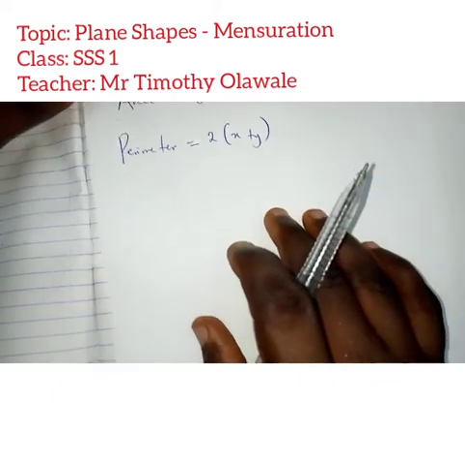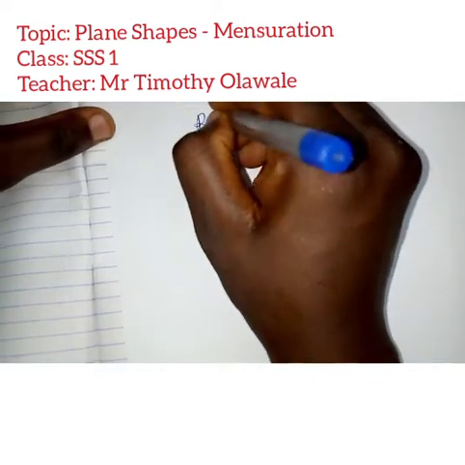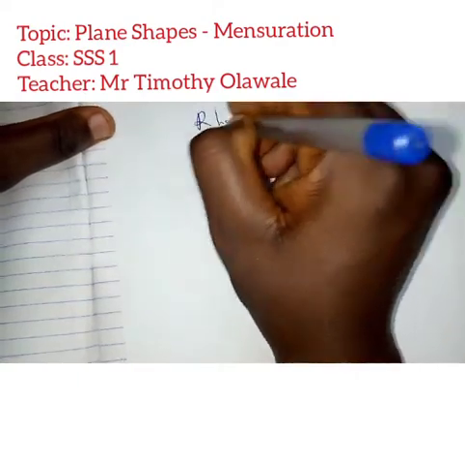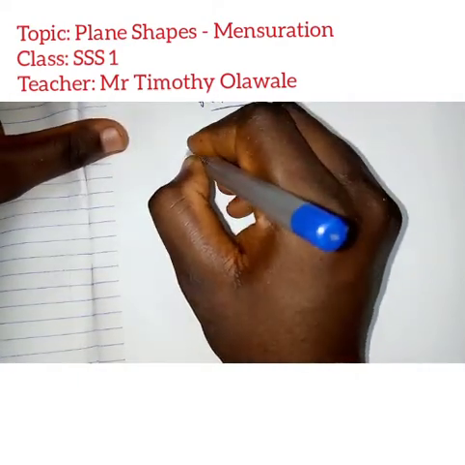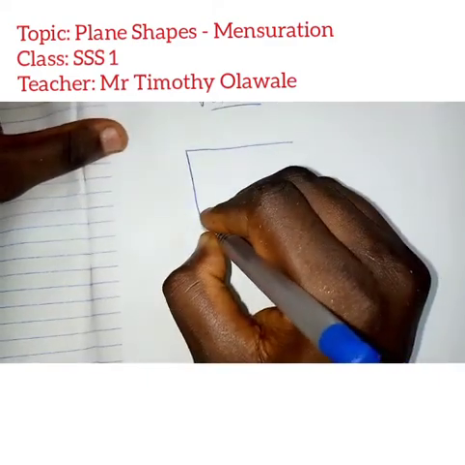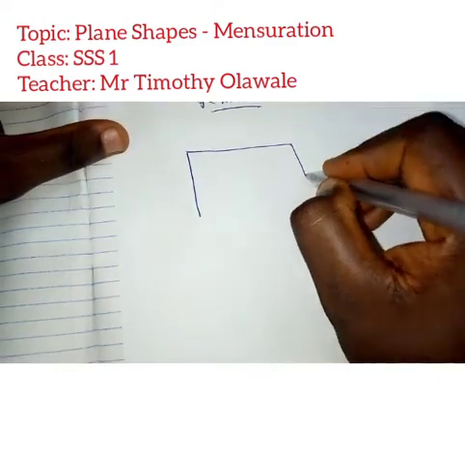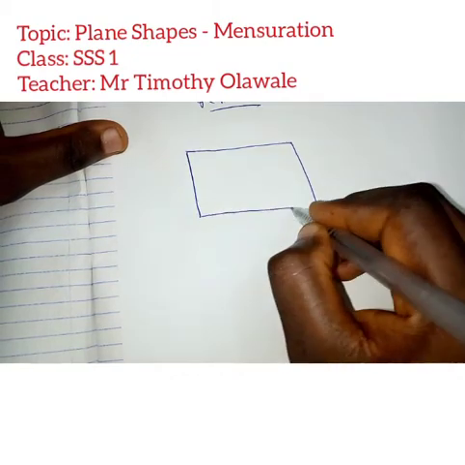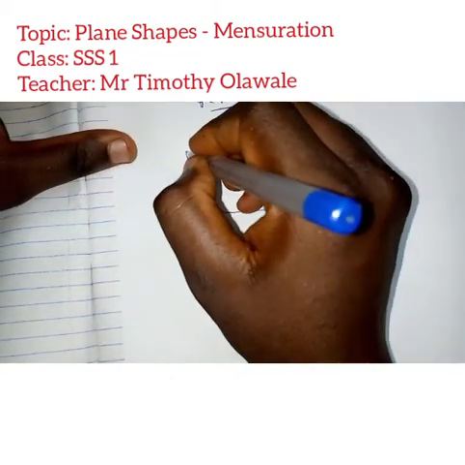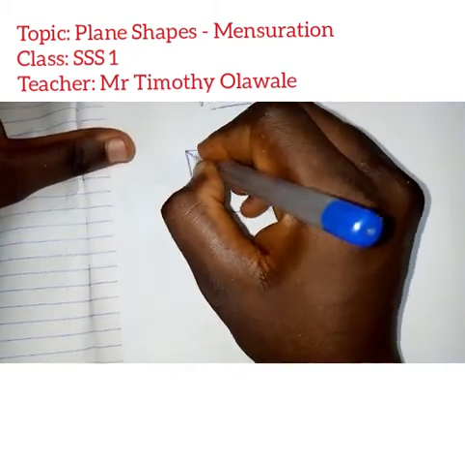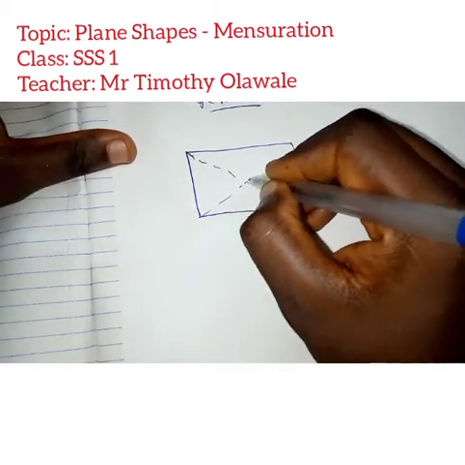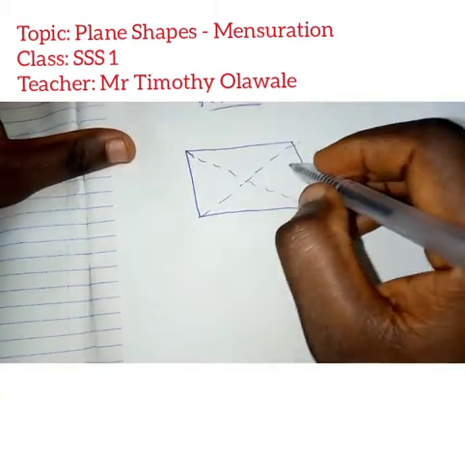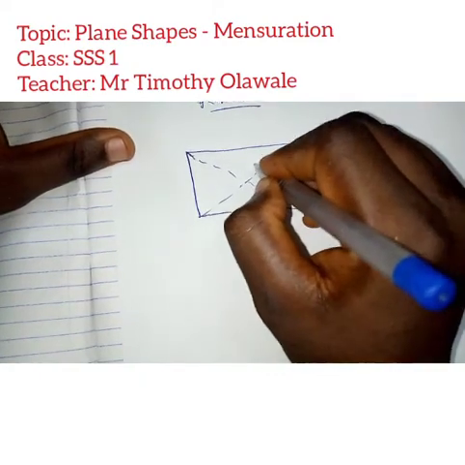All right, so now let's look at rhombus. Rhombus has all sides equal, although it slants too. The sides are equal, but the distinguishing factors are the diagonals. As I said, this is a revision class. The distinguishing factors are the diagonals.